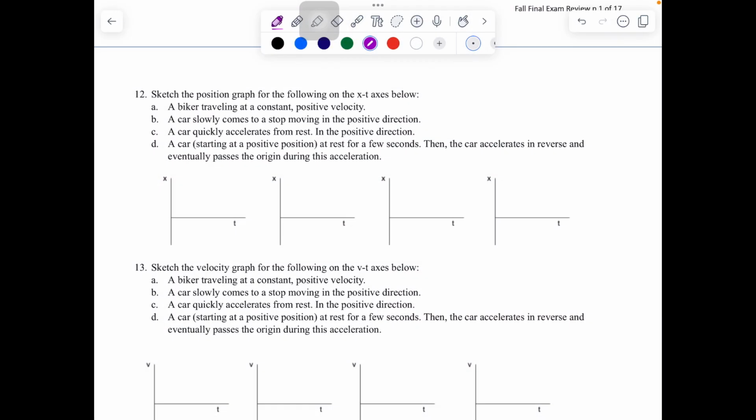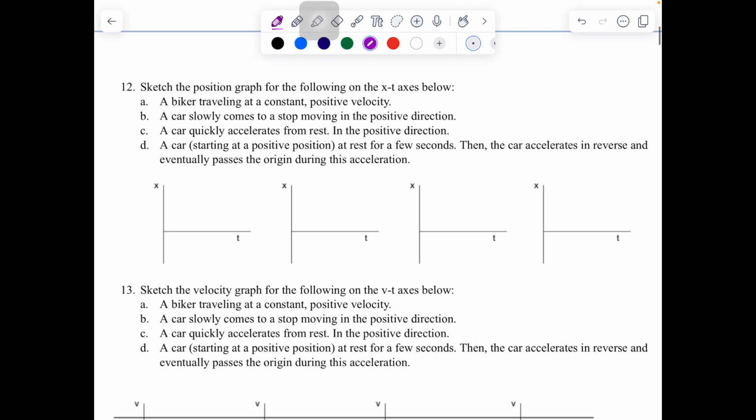All right, moving on to page 2, position time graph. Sketch the position time graph for the following: a biker traveling at a constant positive velocity. Remember the rules for position time graphs. This is a great thing to study and review, or maybe write on your study buddy. On position time graphs, the slope is the velocity. So if you're at a constant positive velocity, that means you must be at some constant positive slope. So that could look like this.